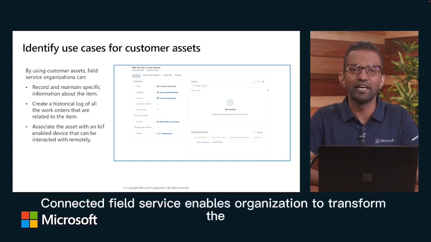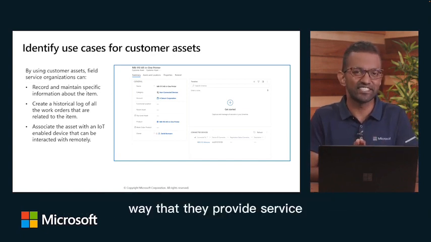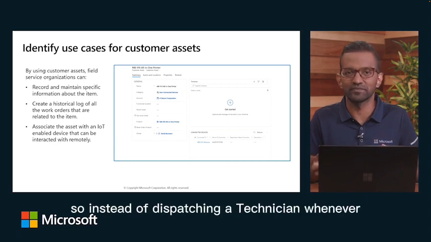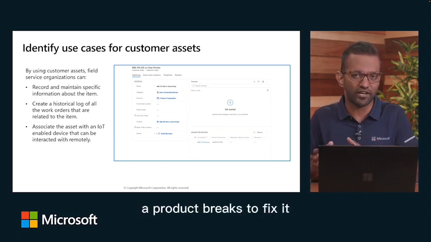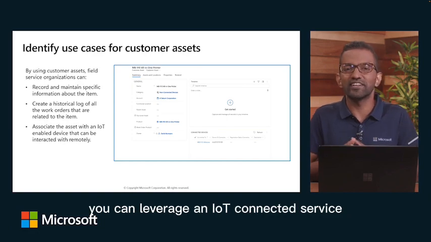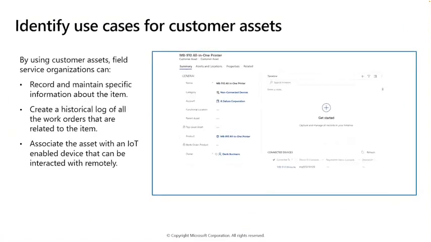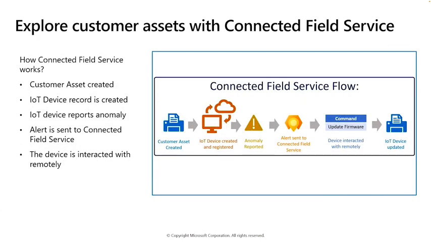Connected Field Service enables organizations to transform the way that they provide service. So instead of dispatching a technician whenever a product breaks to fix it, you can leverage an IoT connected service to monitor the assets and proactively predict a service model through the combination of IoT diagnostics, scheduling, asset maintenance, and the inventory on the same platform. And that's where Dynamics 365 Connected Field Service comes in. You can remotely monitor, manage, and maintain IoT devices directly from Dynamics 365 Field Service.